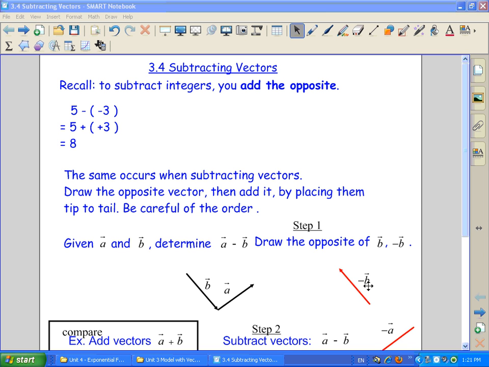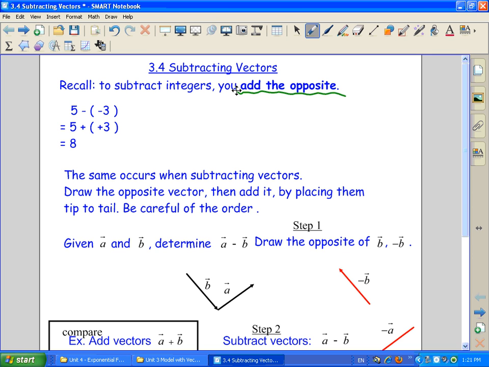Last day we learned how to add vectors, where you did tip to tail. Today we're going to learn a different strategy when subtracting vectors, okay? Recall that when you subtract integers, you add the opposite. That's going to be our key for today.